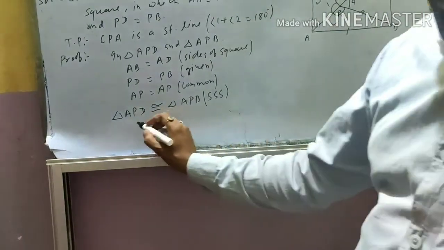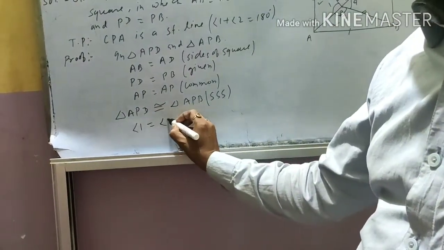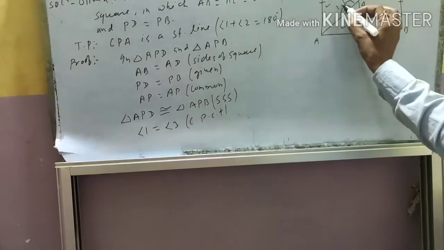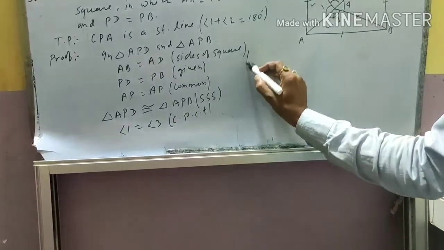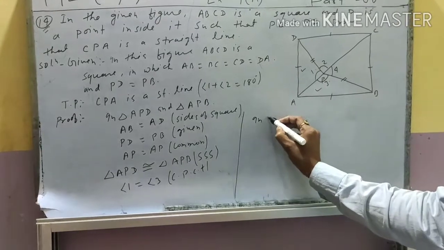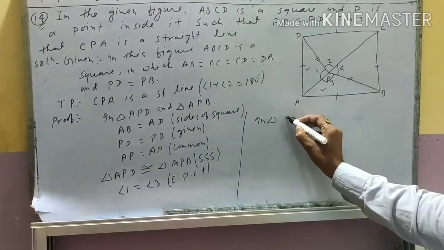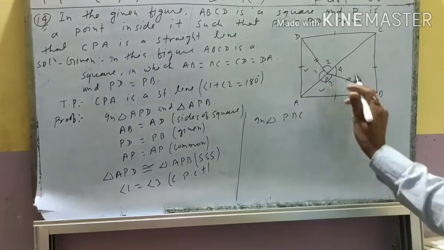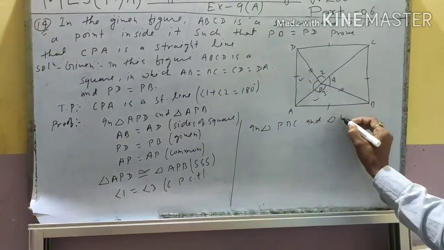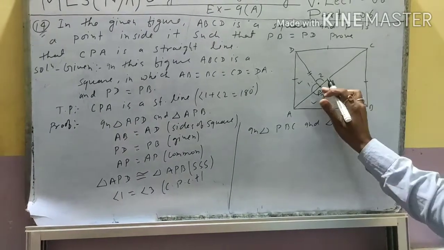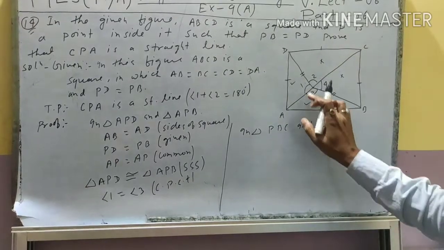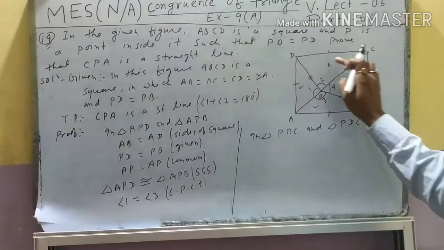By CPCT we can write angle 1 is equal to angle 3. In the second case, take these two triangles: in triangle PBC and triangle PDC.